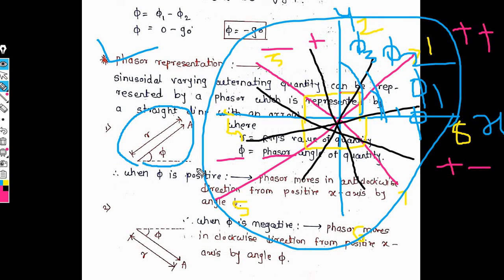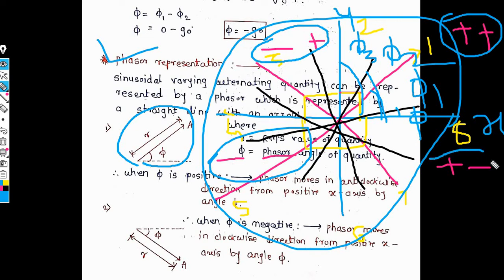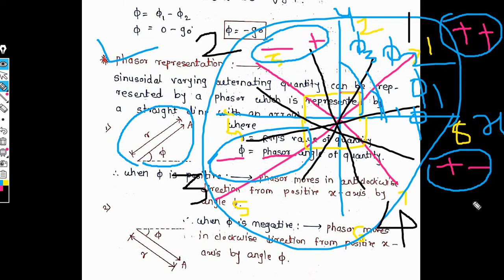That means each and every angle will depend on the sign: here a positive angle, here a negative angle from the x-axis and y-axis. This is the first quadrant operation, this is the second quadrant operation, this is the third quadrant operation, and here the fourth quadrant operation. Now this is the phasor representation across the first, second, third, and fourth quadrants.